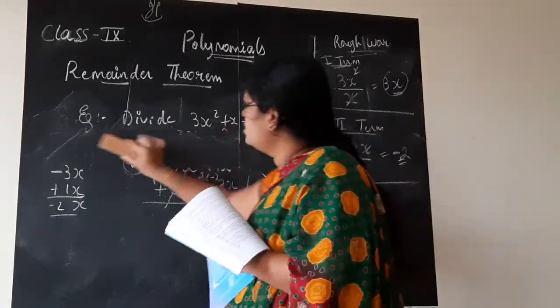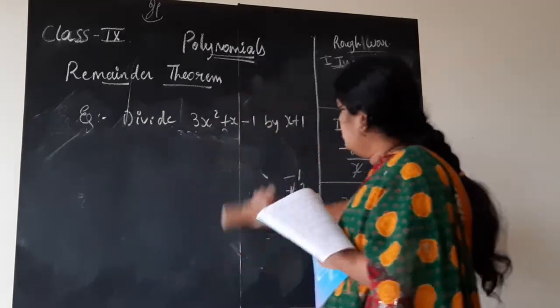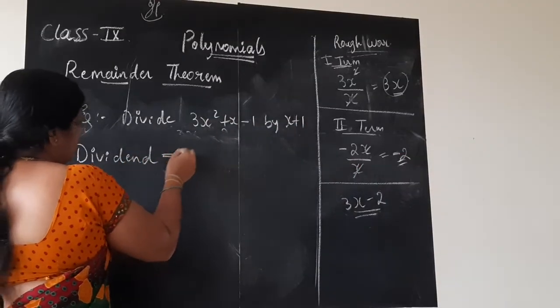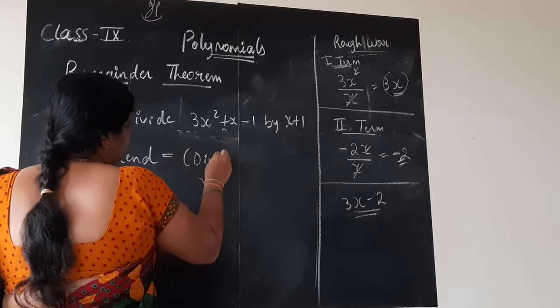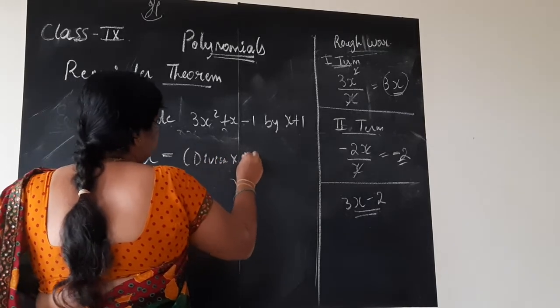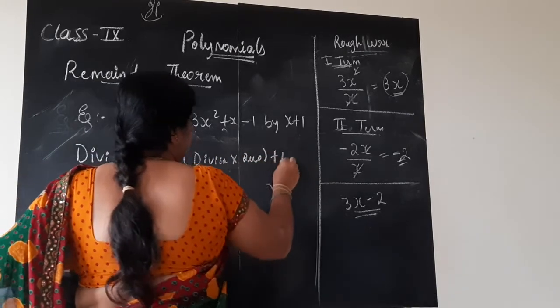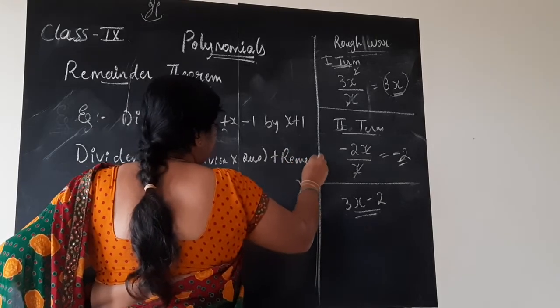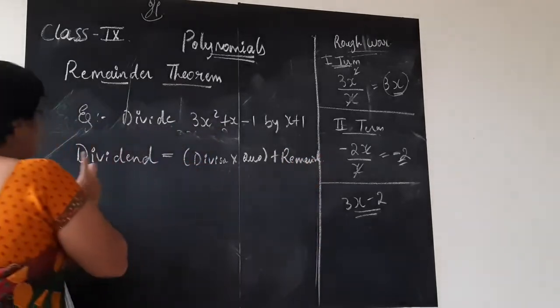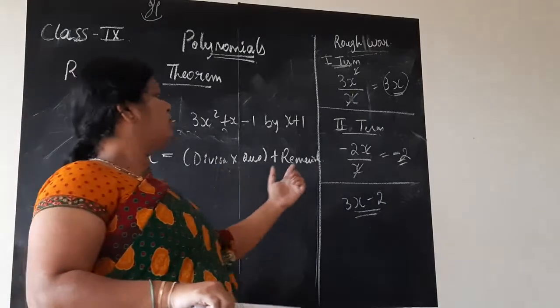So let me clean this solution for now. I want dividend is equal to divisor into quotient plus remainder, they have given. So what is the dividend, divisor into quotient, and remainder?